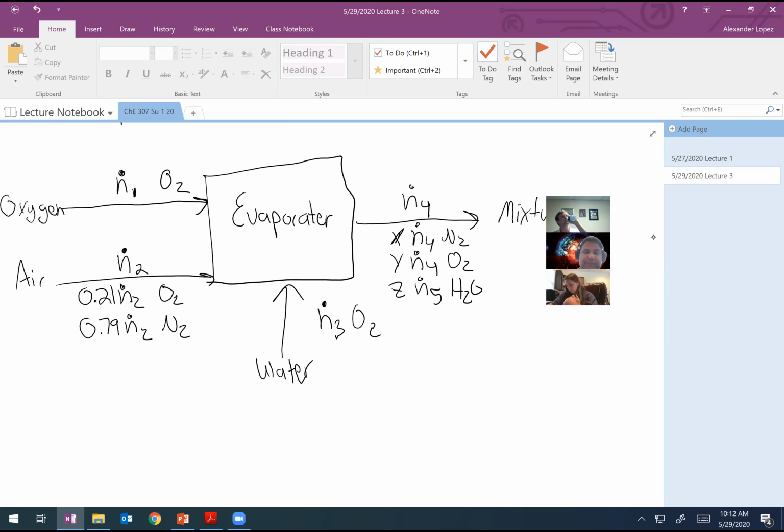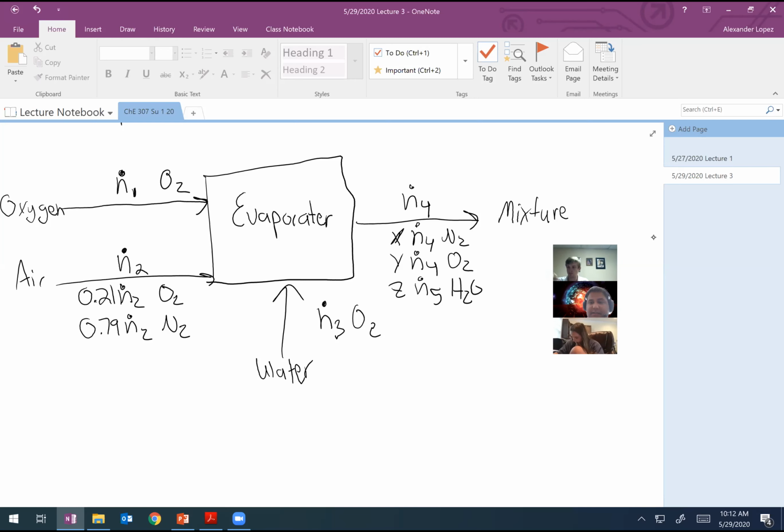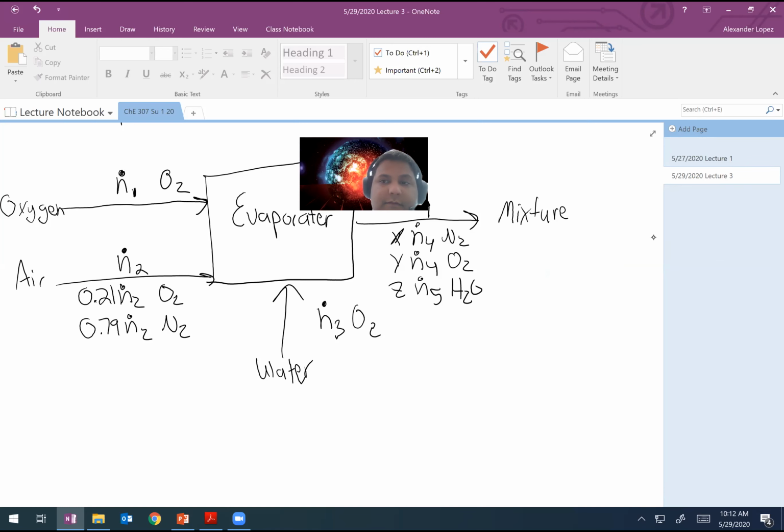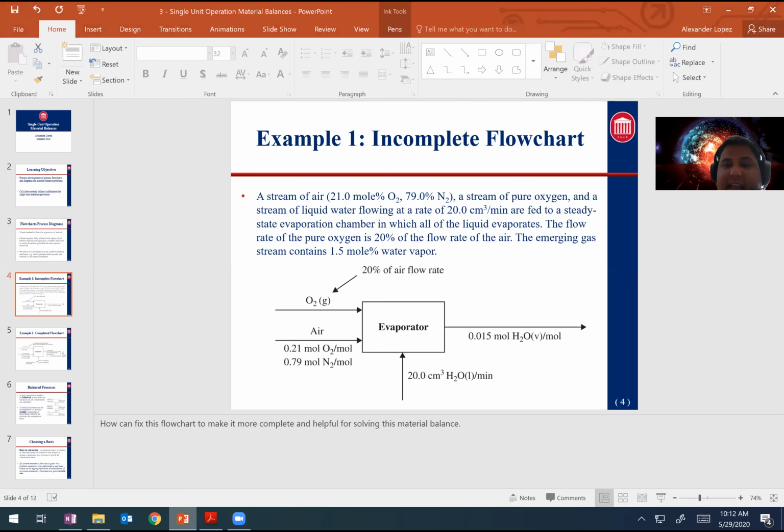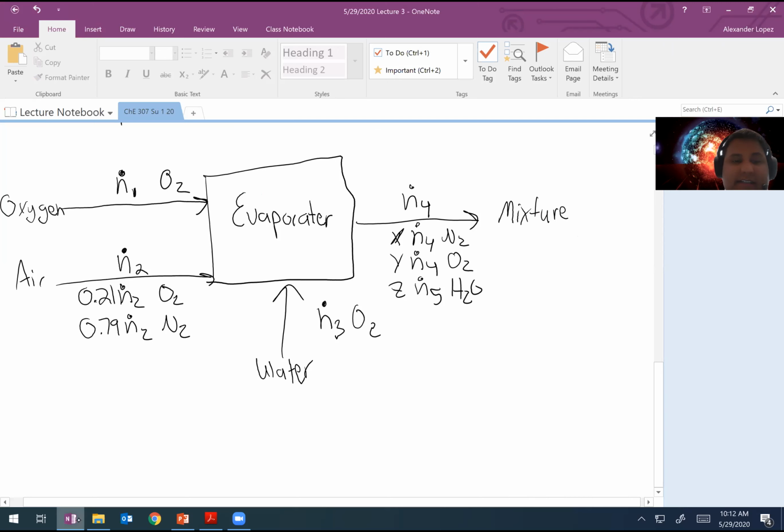For example, in the problem statement, I need to just put this somewhere. It states that the oxygen stream is flowing at 20% the flow rate of air, meaning I can relate my oxygen stream to my nitrogen stream. So I can rewrite the expression as I have it. Instead of saying an N1 and an N2, I can say this is going to be 0.2 of a flow rate, and it's related to this flow rate. And so if I write it like this, I've reduced the number of unknowns using the relationship as specified in the problem statement.